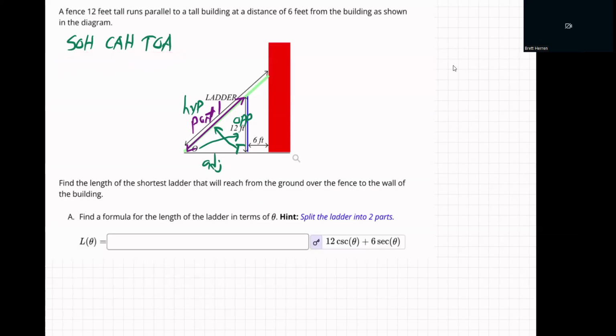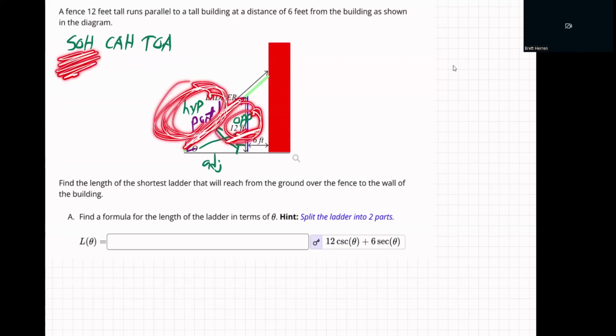So we want to find part one here. And we have that as 12 feet. We don't know anything about the adjacent. Skip that. So we want some trig relationship between the opposite and the hypotenuse. You see that? Opposite and hypotenuse. Why? Because I want to find the hypotenuse. I want to find out how long this piece of the ladder is. That's part one. And I know the opposite, which is the height of the fence, which is 12. So I need a trig relationship involving opposite and hypotenuse. That's sine. Sine is opposite over hypotenuse.